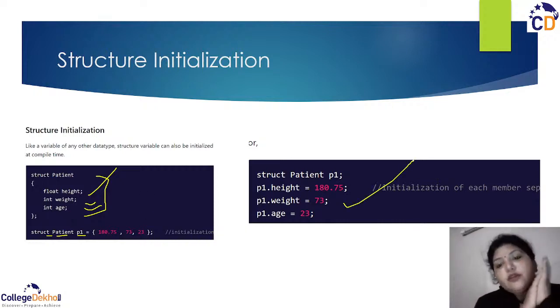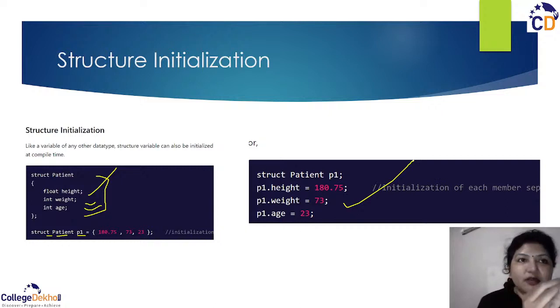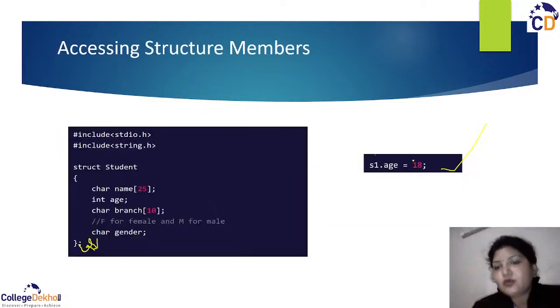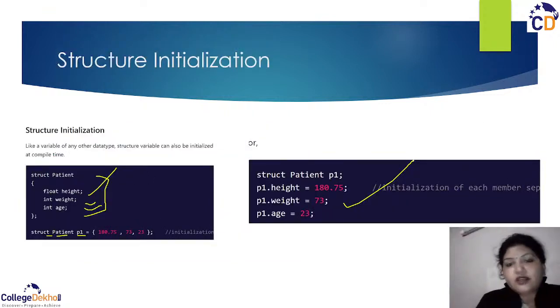The second way to initialize the values of the data variables in the structure is to access that particular variable with the dot operator, like I have shown you in the previous slide, s1 dot age. So here we are using p1 dot height, p1 dot weight, and p1 dot age, and then one by one you can write down the values also. This is how we initialize the structure with some values.